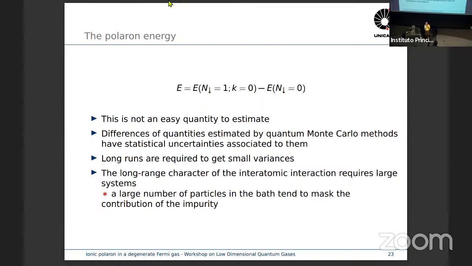Why does this happen? There are two reasons for this difficulty. One is intrinsic to the Monte Carlo methods. Associated to a Monte Carlo result, there is a statistical uncertainty. So for the difference between two results from two different simulations to be meaningful, we need to have very small variances, which implies long runs. On the other hand, since in this problem we have the long range part of the potential that we cannot neglect, we need a lot of particles in the bath, which tends to mask the results for the impurity.